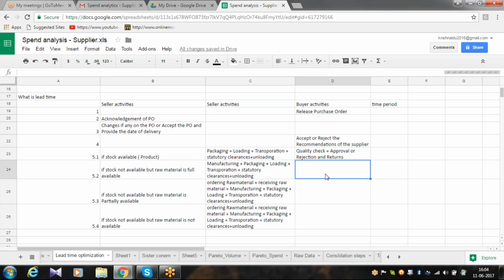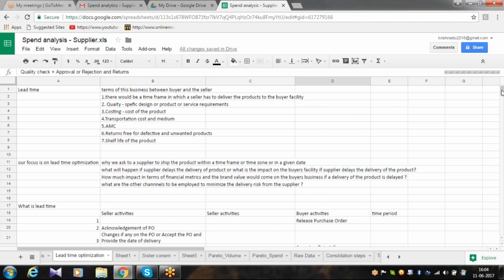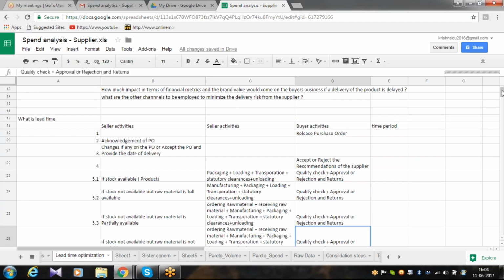Quality check plus approval plus rejection or returns. Here also the same thing will happen. One more thing we have to add is payment pending: previous delivery payment pending.